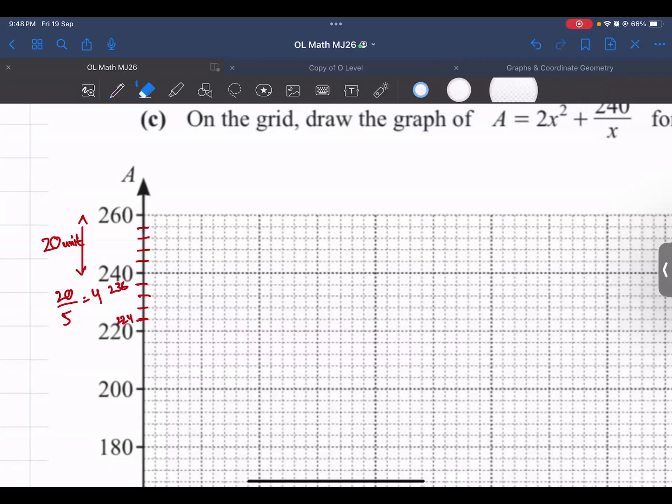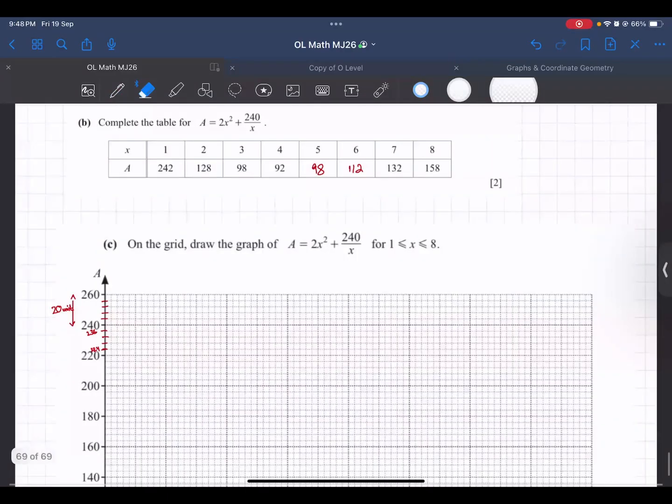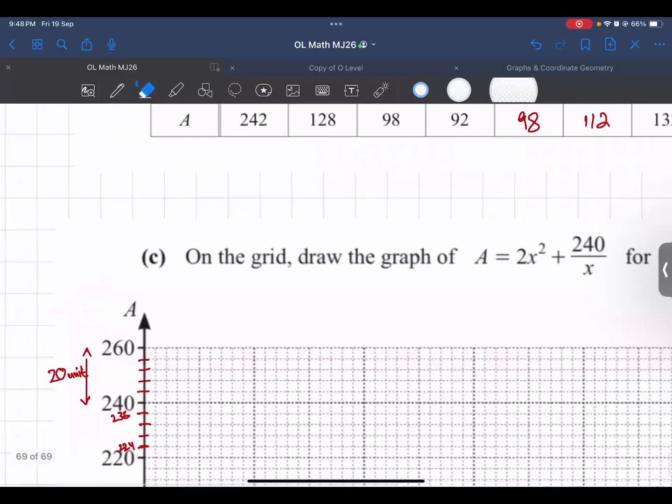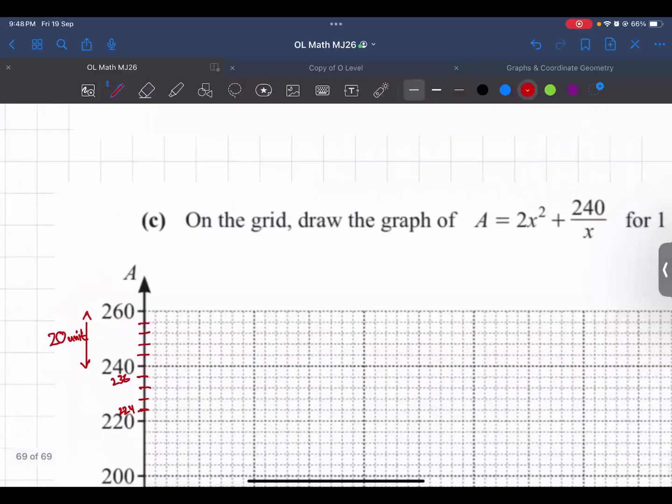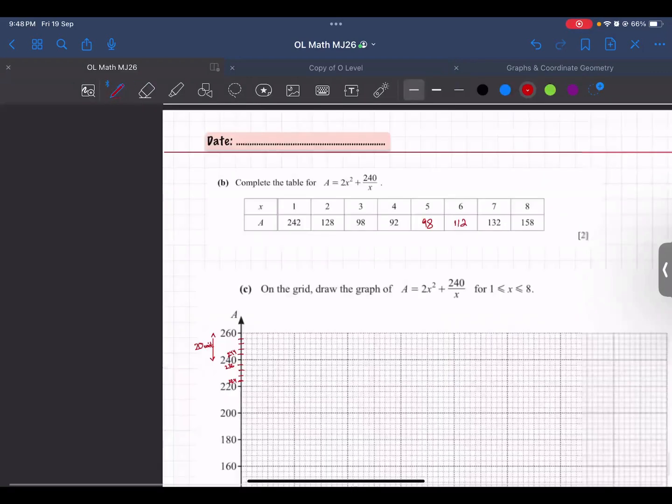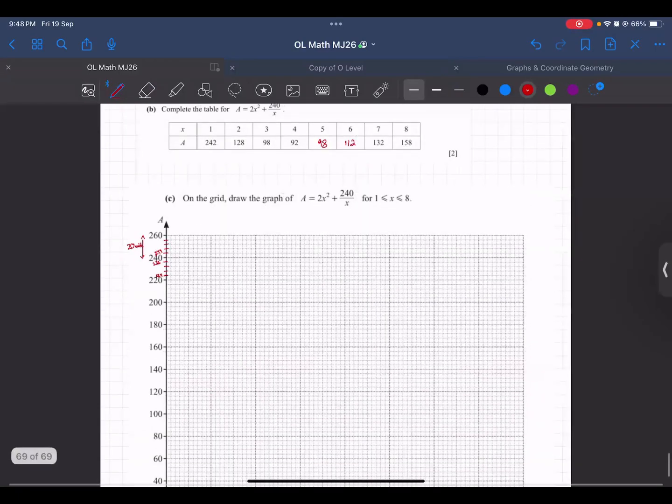Okay, so now you know things about this. So now you can start plotting. 1 comma 242. We know this is 244. So 242 would be somewhere in between. Here 44. So in between somewhere over here. This would be 242. So 1 was over here, and this would become 1 comma something like this.